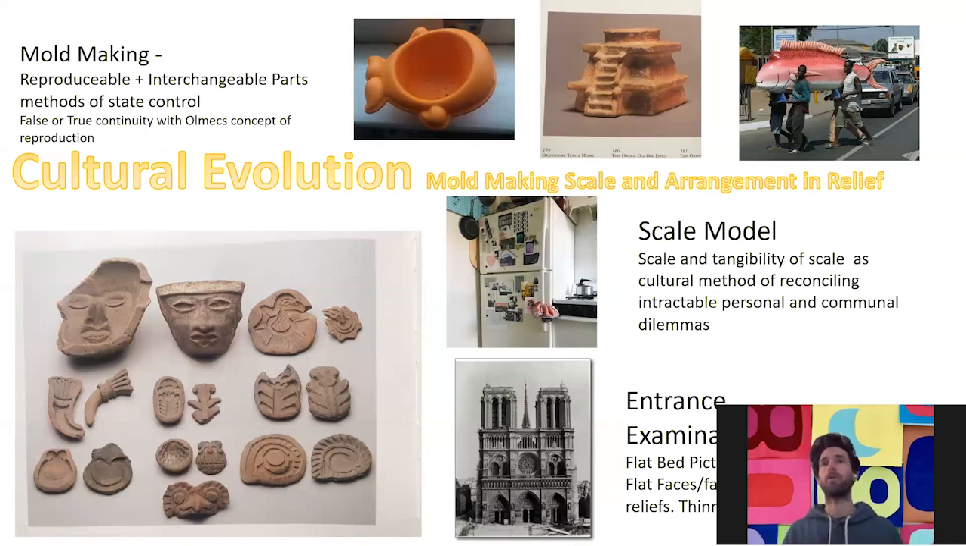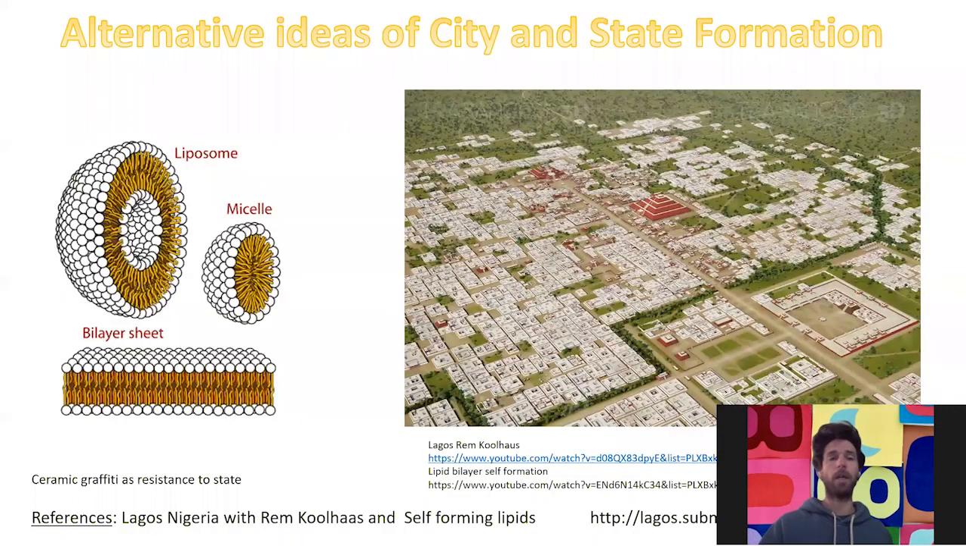And when we're presented with a doorway to walk through, what kind of introduction does that doorway make? So the idea of a facade in architecture, and you'll see it play out in the artworks. So that's the second topic. And the third topic I'm going to talk about is alternative ideas of city and state formation.